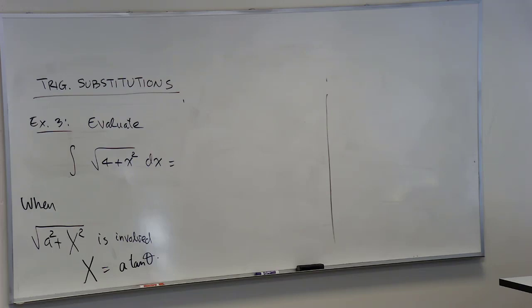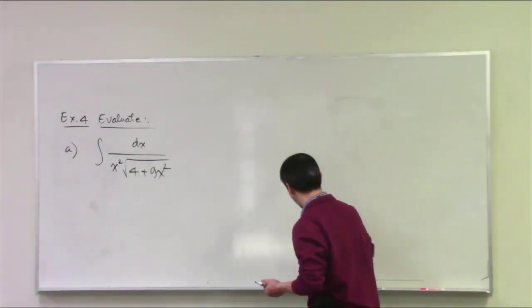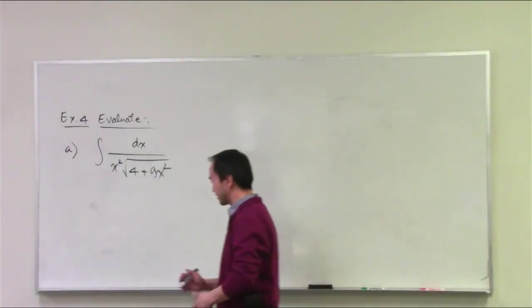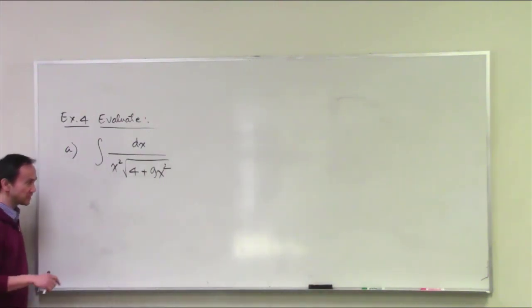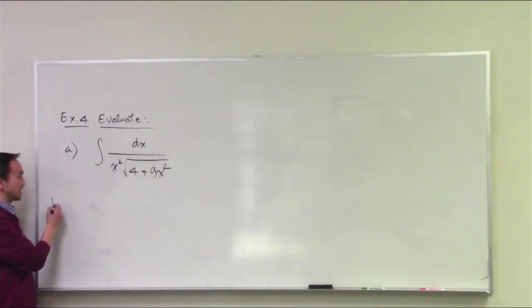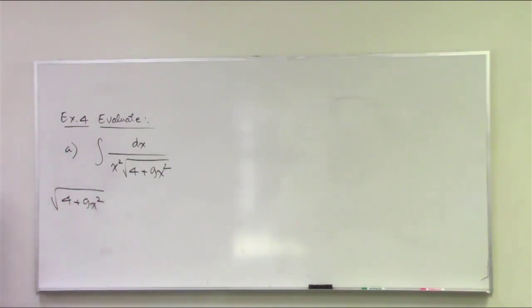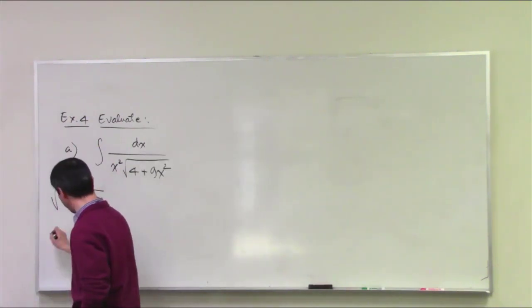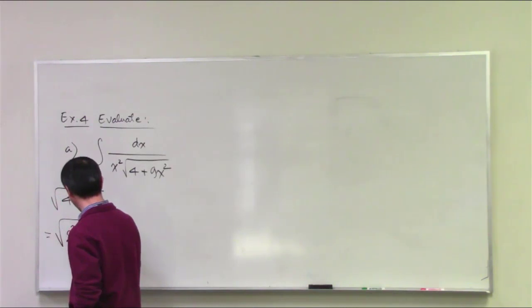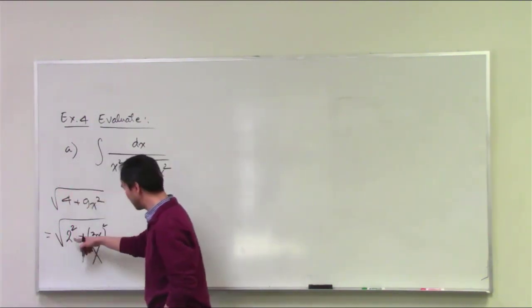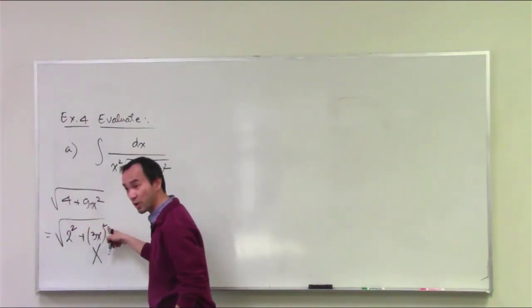So now let me call that example 4 here. This is what I meant by having some square root of a constant squared plus some expression squared involved. You recognize that the square root of 4 plus 9x squared in the denominator is understood as 2 squared plus 3x all squared. So this is the capital X I was talking about: some constant squared plus some expression squared.